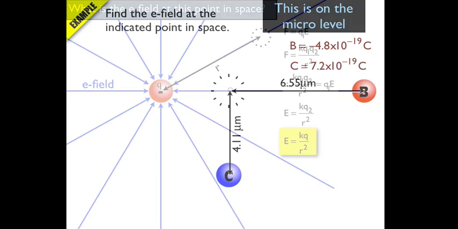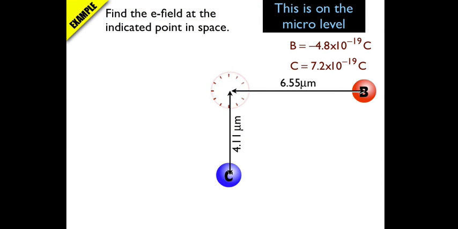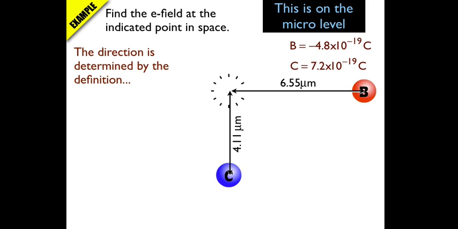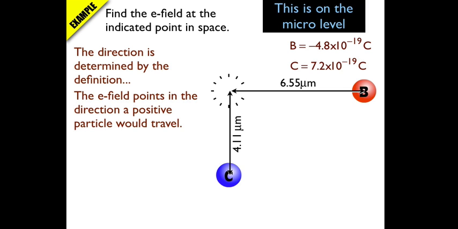So now let's go on to another example in two dimensions. I've got two particles, the B particle and the C particle, and I've got this point in space where I want to figure out what the electric field is going to do. Because remember, the electric field provides the force to any particle I put out there. So to find the direction of the electric field, I'm going to use my definition for the electric field. Remember, the electric field points in the direction a positive particle would travel. That was my imaginary test particle that I recently used.